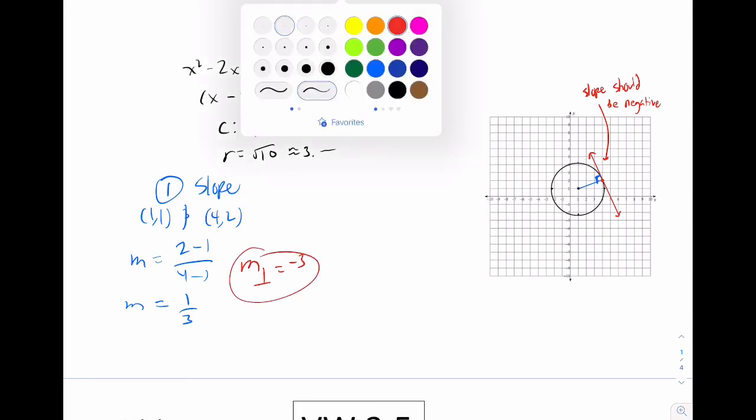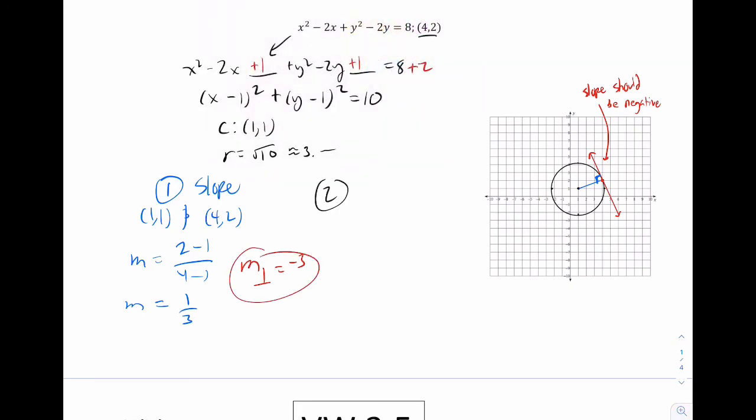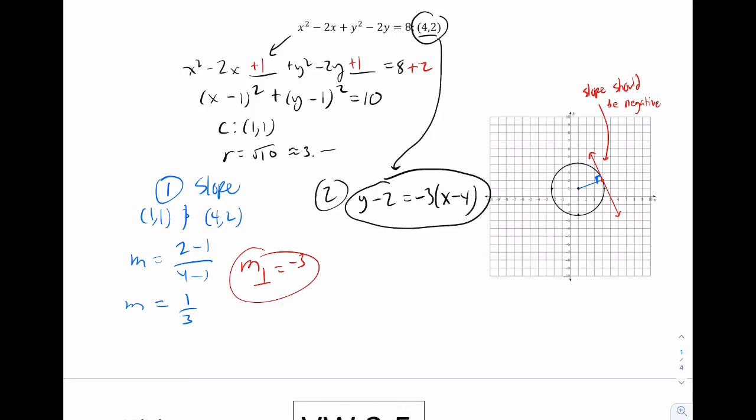Now we go to step 2. Let's plug it all in. And don't forget to use your given point here. y minus 2 equals negative 3 times x minus 4. And right there is your equation of the tangent line. Make that a little nicer.